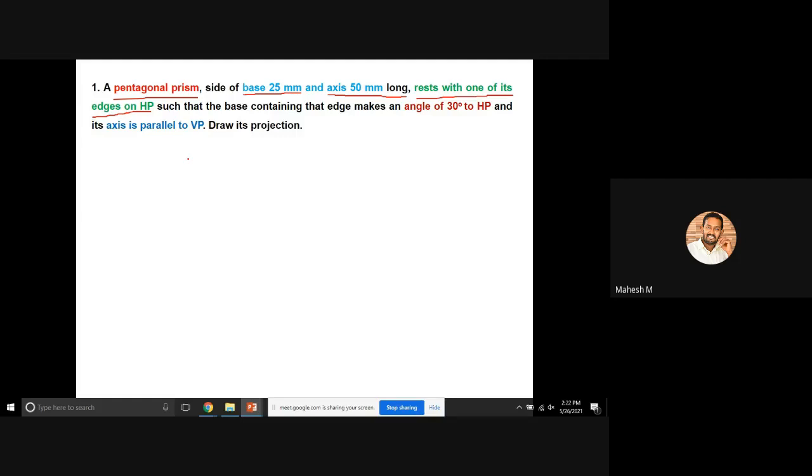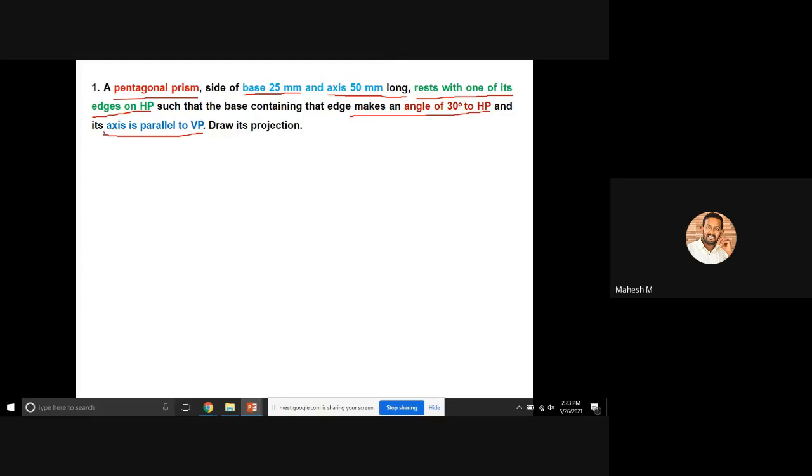And same like we'll be having a condition called edges on VP and corners on VP. Okay, so the fourth condition is similar to our previous heading, such that the base containing the edge makes an angle of 30° to the HP and the axis is parallel to VP. So we are going to discuss the inclined condition, that is 30° to the HP, and for VP it is parallel. Okay, so in solids we'll be discussing the axis.